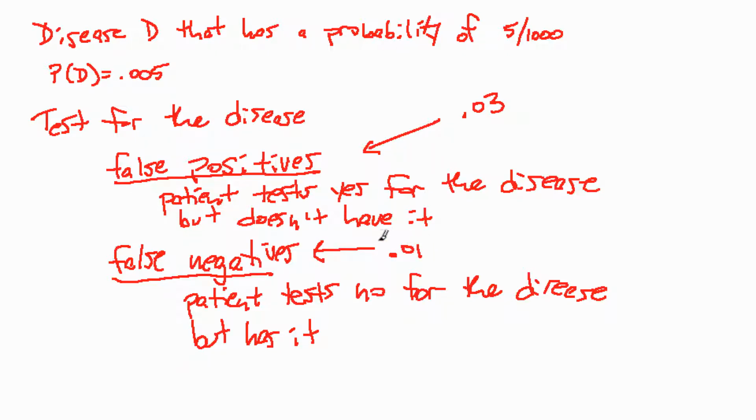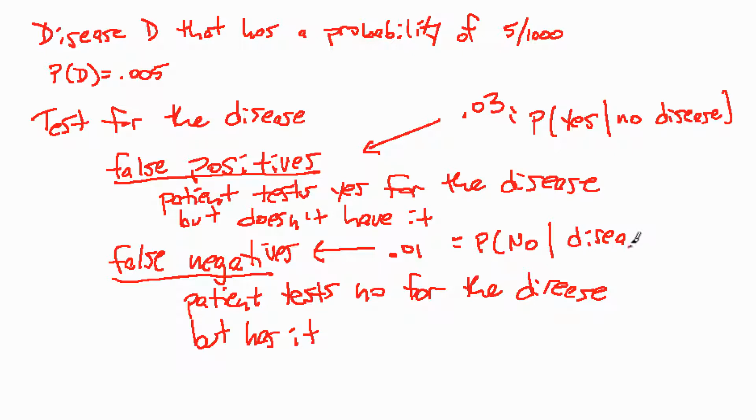Now remember what this is saying. This would be the probability of yes given no disease. And what this is equal to here is the probability of a no given disease. Okay? False positive, false negative.